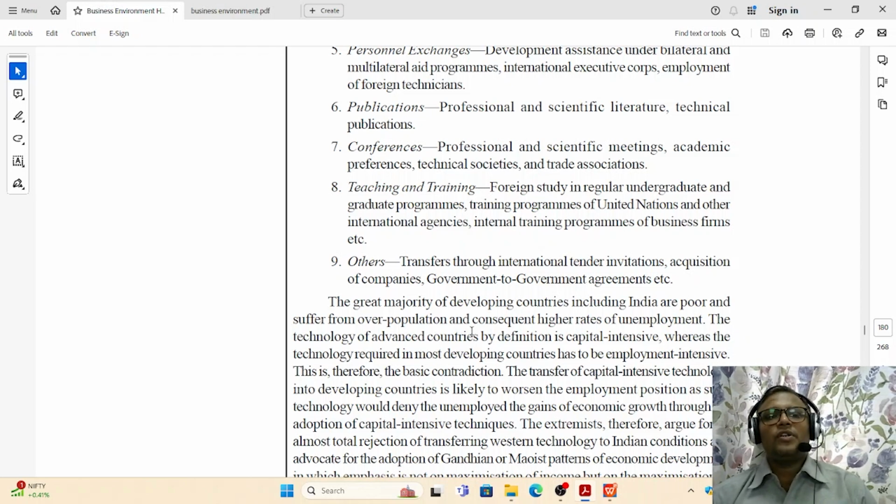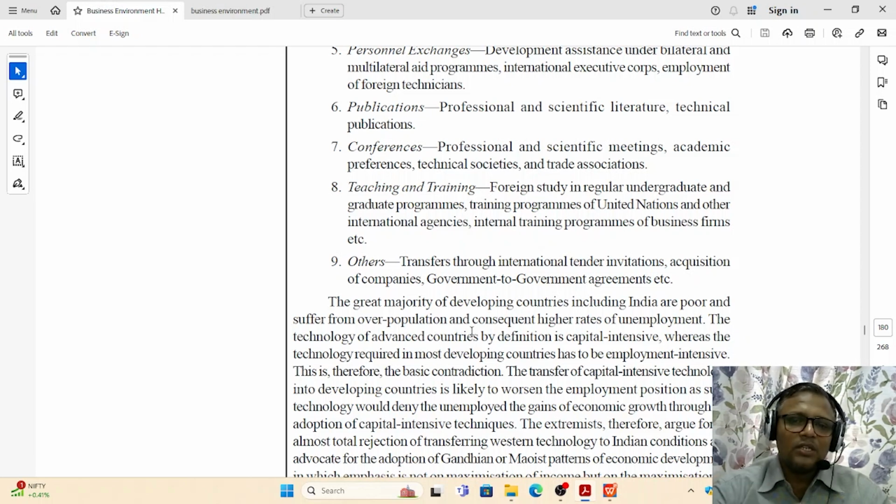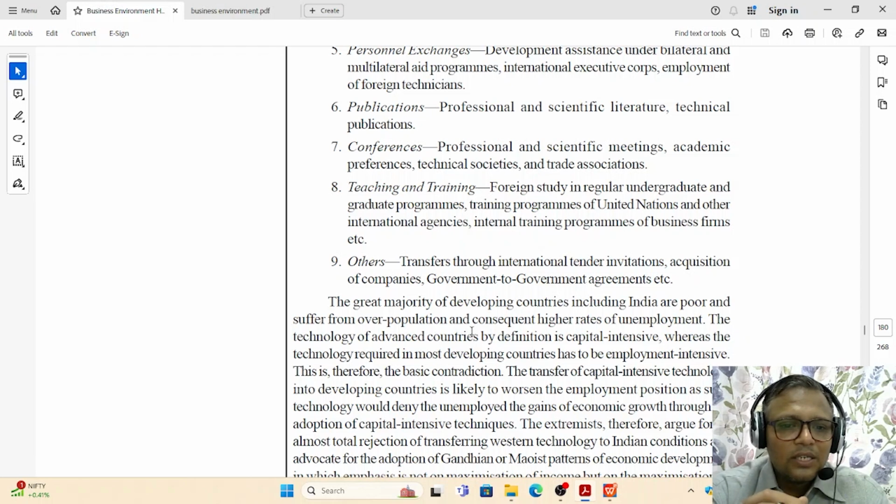Thus, the great majority of the developing countries, including India, are poor and suffer from a large population, with the consequence of a higher rate of unemployment. The technology of the advanced countries, by definition, is capital intensive, whereas the technology required in most developing countries has to be employment intensive. This is therefore the basic contradiction: the transfer of capital intensive technology into the developing countries is likely to worsen the employment position. As such, the technology would deny the employment gains of economic growth through the adoption of capital intensive techniques.